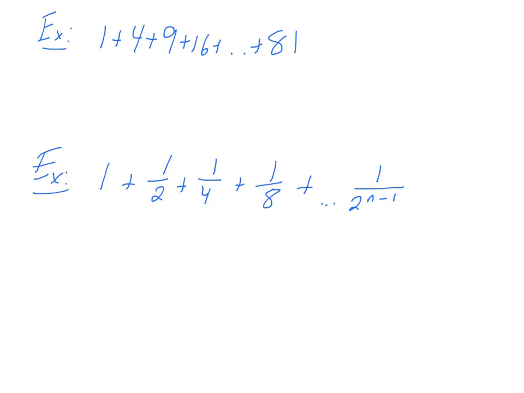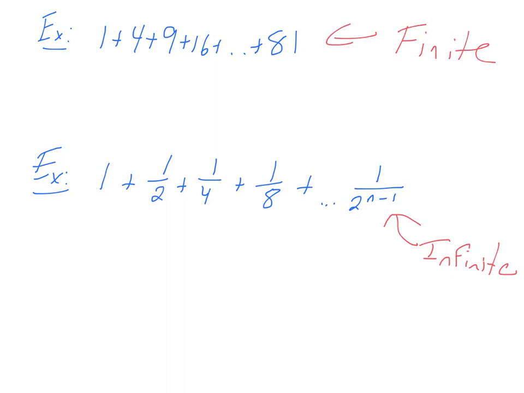And notice the difference between these two. In the first case here, I stop at an actual number, 81. In this case, I stop at a formula. So this sort of indicates that this is going to be a finite series. And this one is, for all intents and purposes, infinite, because we haven't defined n to be any number. So it could just be infinity, for all we know.